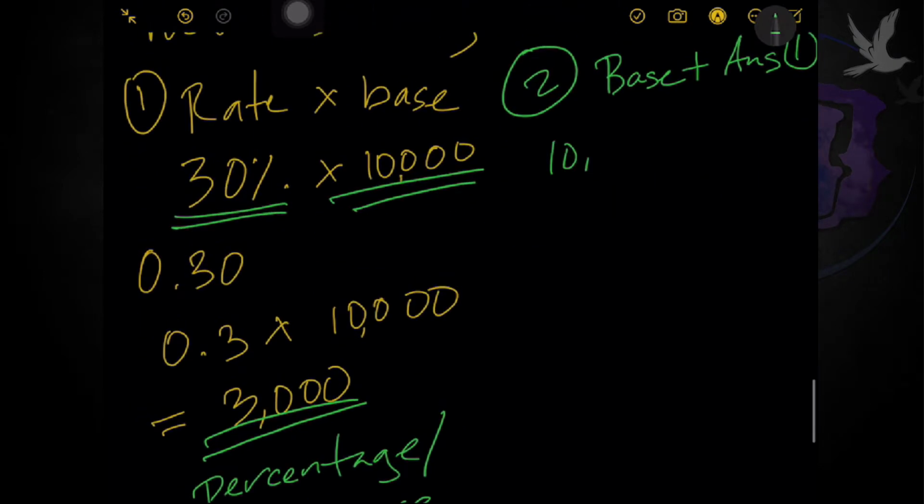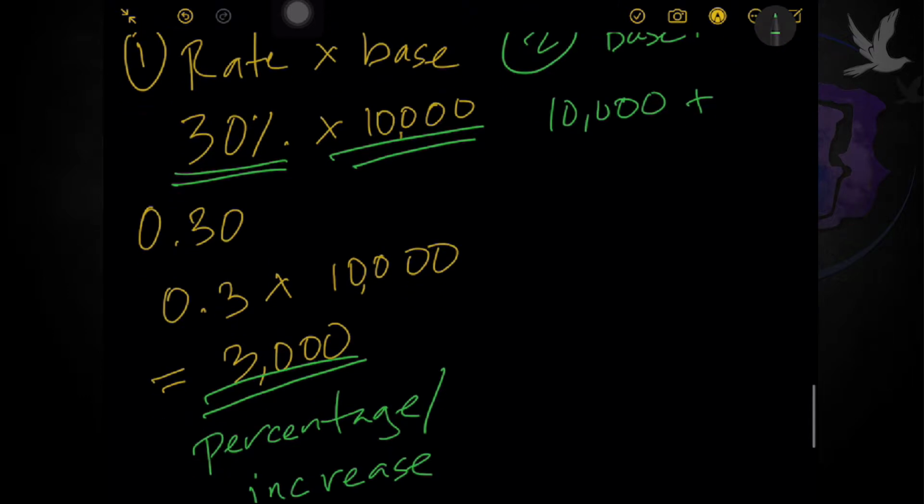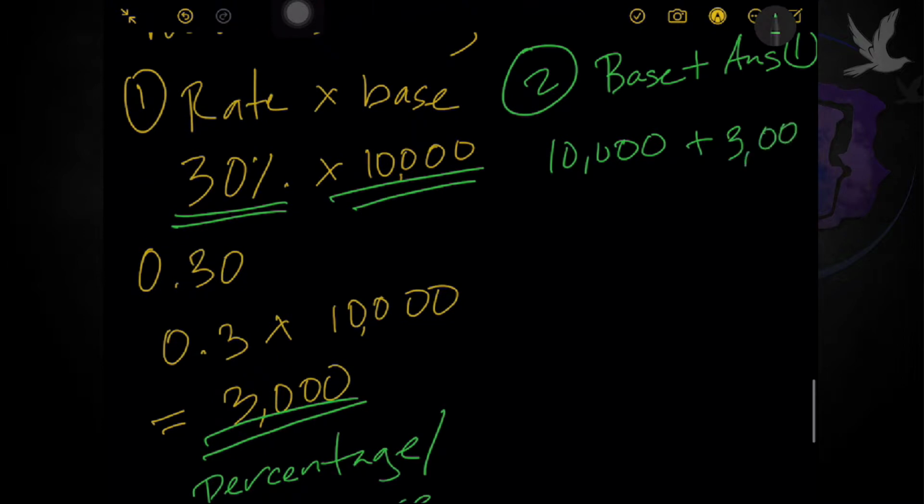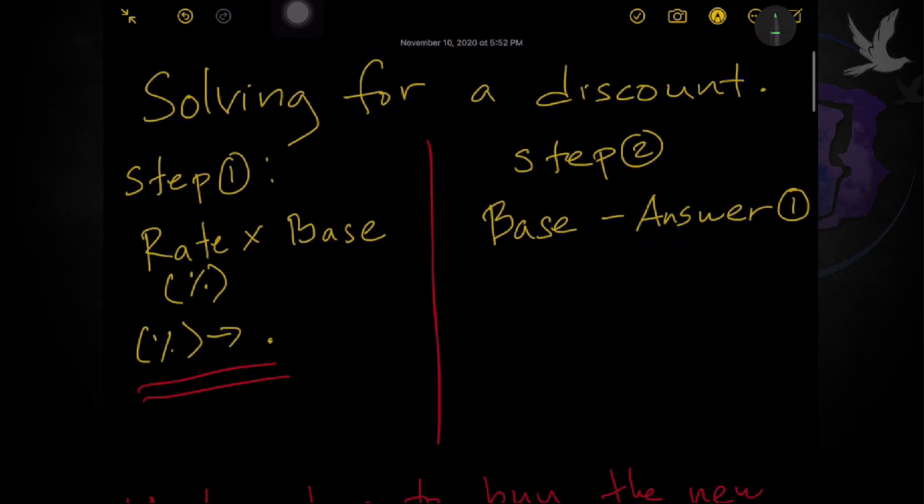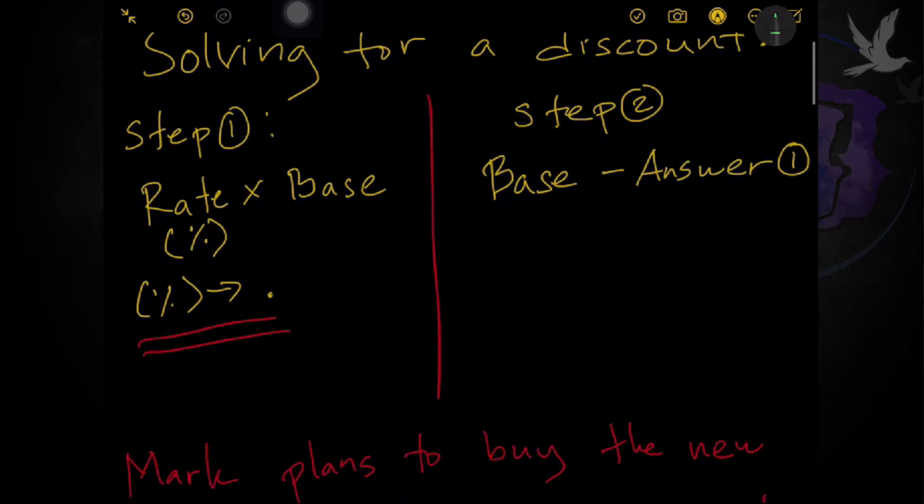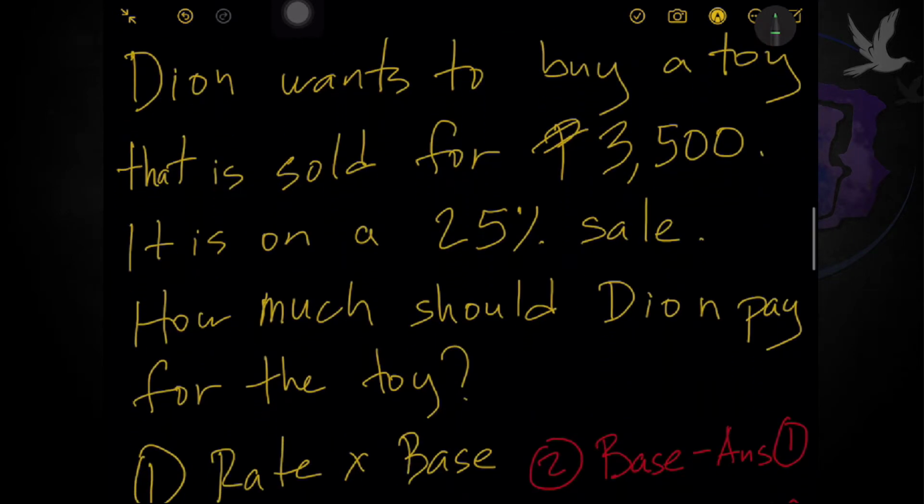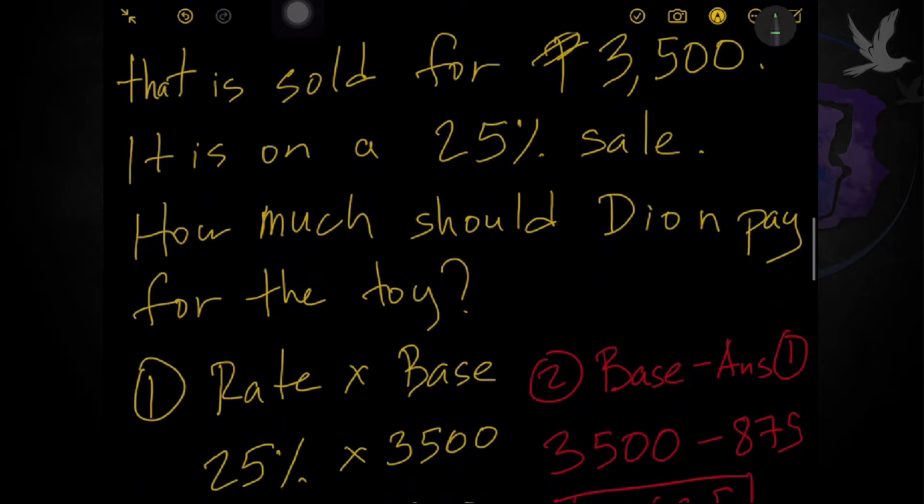Base natin is 10,000. All you have to do now is to plus our answer kanina, which is 3,000. 10,000 plus 3,000 will give you 13,000. Sana, hindi na kayo nag-calculator dito. Okay? So, ganun lang. This is what happens here. That's the only difference when you're talking about increase. Discount, decrease, or increase. Okay? Ganun lang.